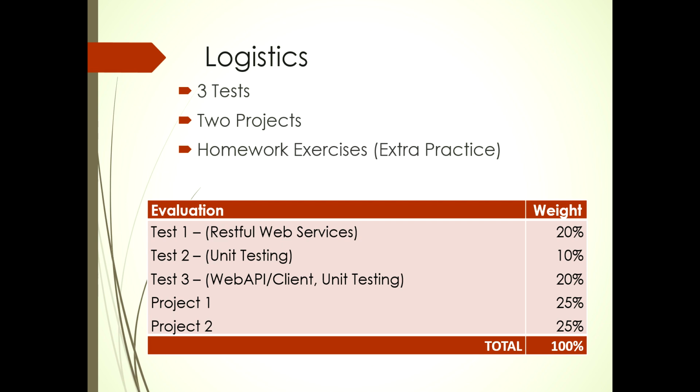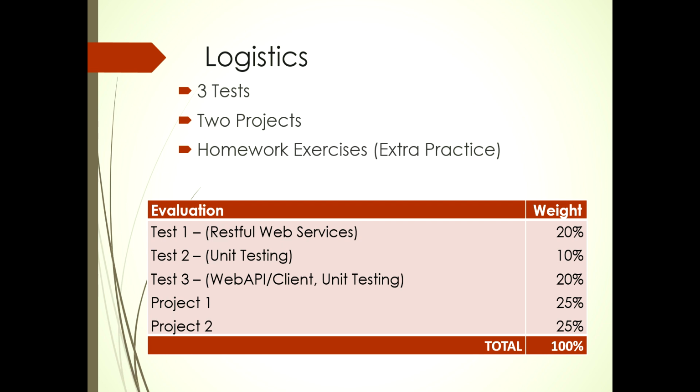You saw in the TLP there that we have 3 tests, 2 projects, and homework exercises, right? So test 1 is really all about that RESTful web service, that design pattern that we're implementing as we do our Web API, and that's a 20% weight, okay? We'll have a smaller test in the middle of the course there on our unit testing module, right? And then our final test is worth another 20%, and that is on the combination with both Web API and at least some kind of a client.